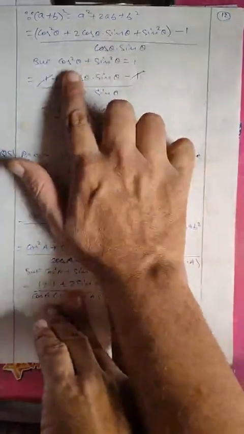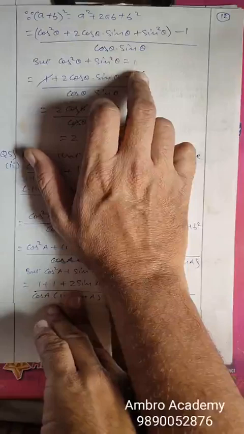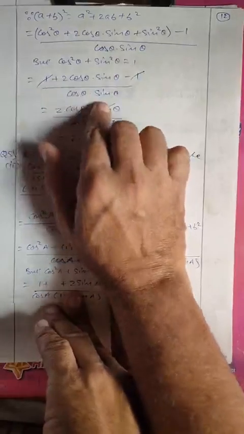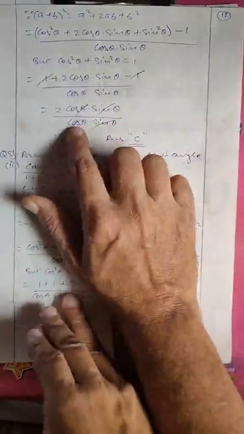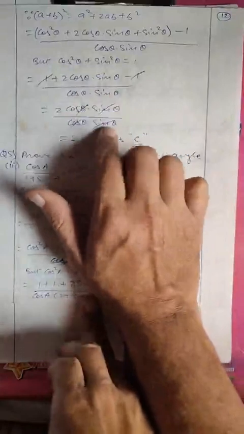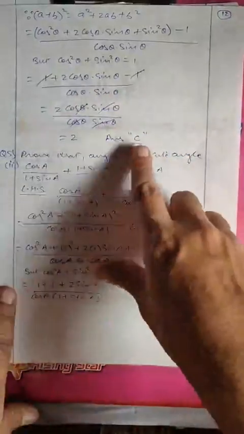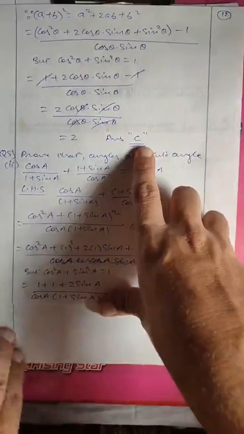We know cos square theta plus sin square theta is 1 from the latest identity which we have learned. So it becomes 1 plus 2 cos theta sin theta minus 1 upon cos theta sin theta. Minus 1 plus 1 get cancelled. It becomes 2 cos theta sin theta upon cos theta sin theta. Cos theta sin theta get cancelled. Answer is 2. So from the options we can have the answer C. So we need to solve the problem and justify why it is C.